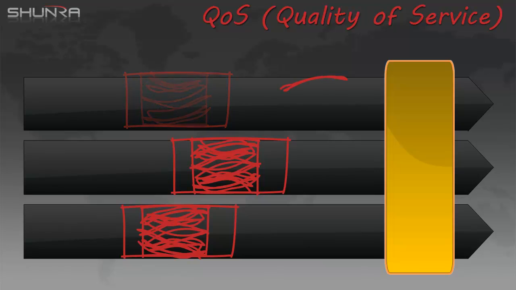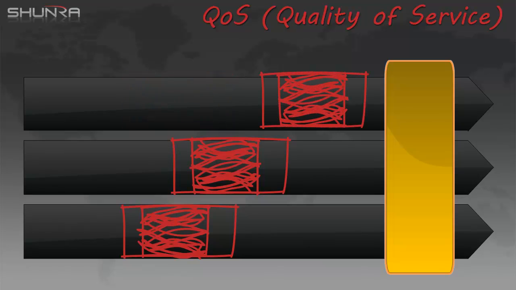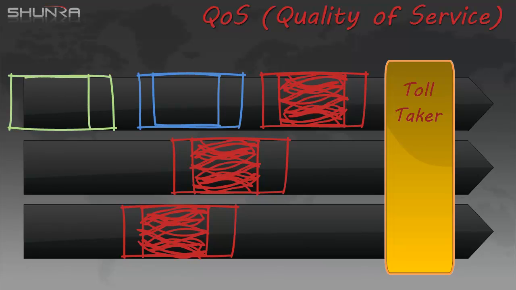So if we were to deal with a toll taker, this is usually the longest line at a toll booth. Why? Because you have to have a cash transaction with the toll taker. Consider this kind of data traffic. So it's got the lowest priority, and data usually has the lowest priority in QoS. And so this traffic will basically queue up.